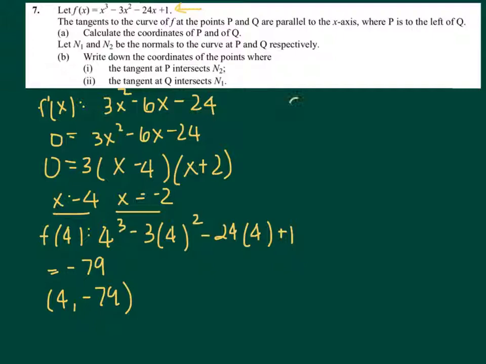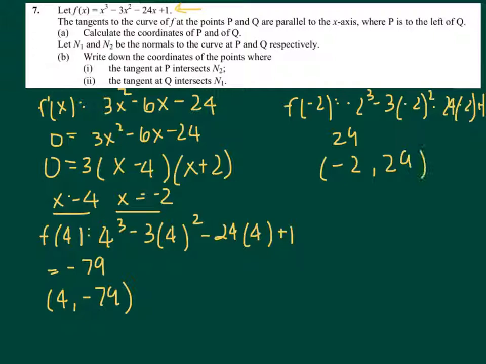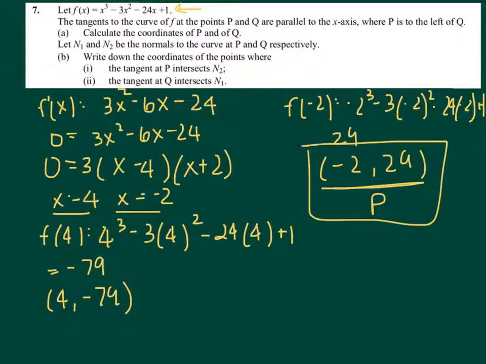Then you plug in negative 2, and it would be negative 2 cubed minus 3 times negative 2 squared minus 24 times negative 2 plus 1. Okay, so when you simplify that, you get 29. So the next coordinate is negative 2, 29. So it says P is to the left of Q. So this one is point P, and this one is point Q.